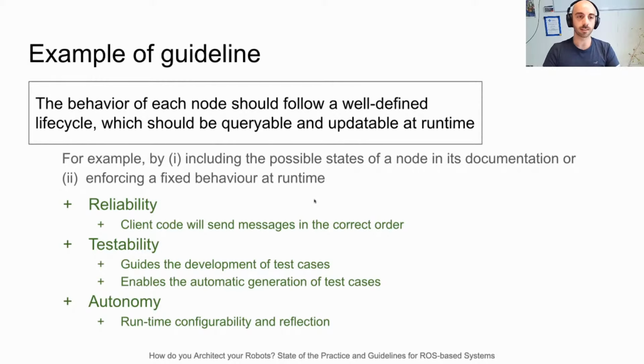In the current repositories that we analyzed, basically developers were following two strategies for implementing this guideline. The first one is to include a description of all the possible states of the nodes in the documentation of the system, or they were mandating by design that nodes should always follow a fixed behavior at runtime. I won't go very much into the details about this, but you will see the guidelines in the paper.